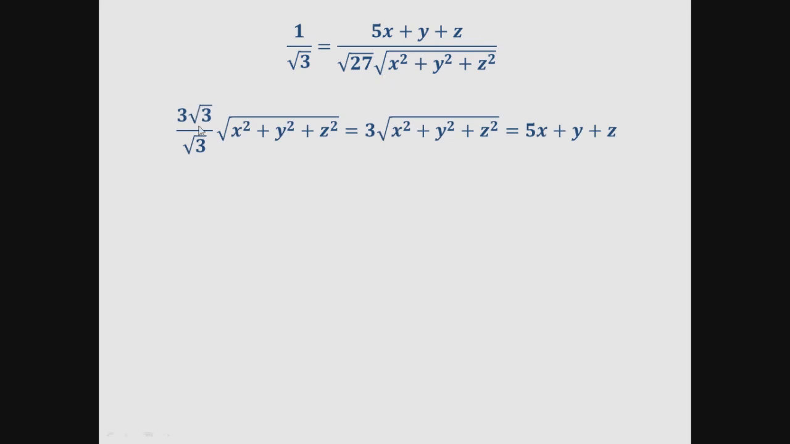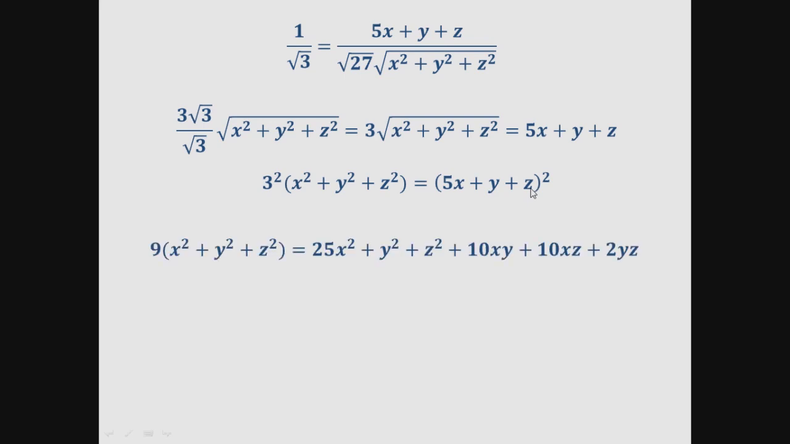27 is 3 root 3, divided by root 3 into square root of x square plus y square plus z square. Root 3 gets cancelled, that is 3 into square root of all this term is 5x plus y plus z. Take square on both sides, by that the square root gets cancelled. So 3 square into (x square plus y square plus z square) equal to (5x plus y plus z) whole term square. Now while taking the square of 3 terms, it will be first term square plus second term square plus third term square plus 2 times all combination. First into second plus 2 times first into third plus 2 times second into third term.